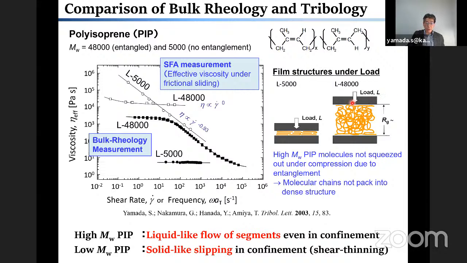The linear 48,000 sample has an extensive chain entanglement effect, and when we compress the two surfaces, these molecules produce a large non-equilibrium repulsion. So molecules are difficult to squeeze out from the contact interface and are still in the gap, in a random coil conformation, which is not very different from that in the bulk state. This should be the reason that linear 48,000 exhibited liquid-like flow even in molecular scale confinement.